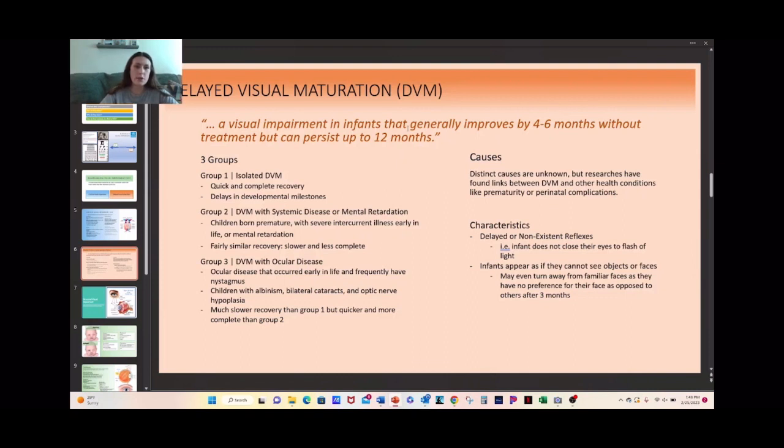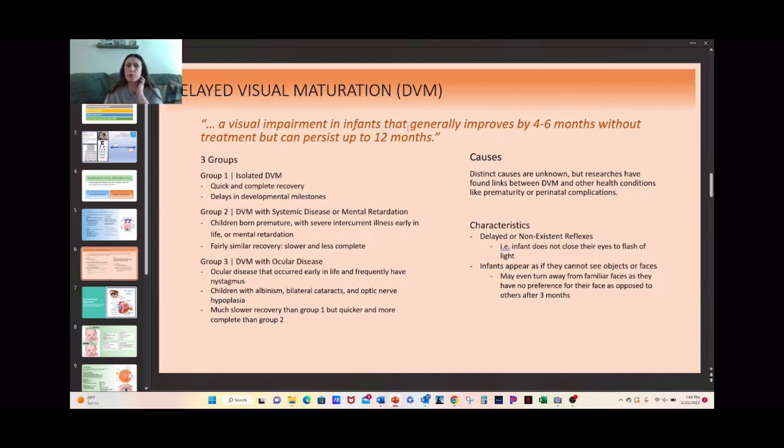DVM is separated into 3 groups. Group 1 is isolated DVM. Children in this group generally recover quickly and experience a complete recovery. However, because of the DVM, they often experience delays in achieving developmental milestones.